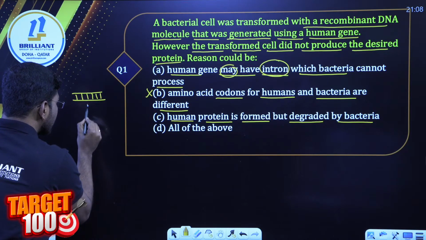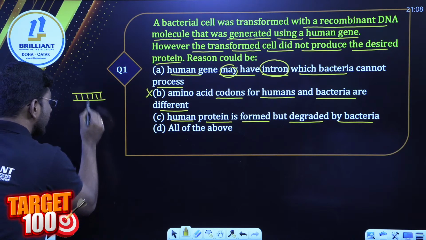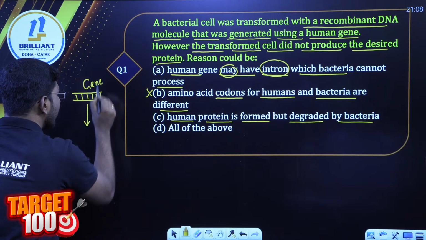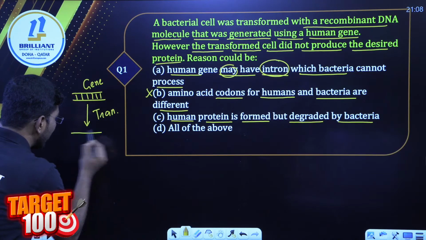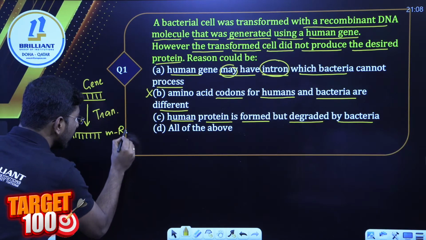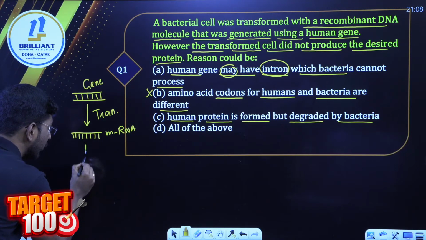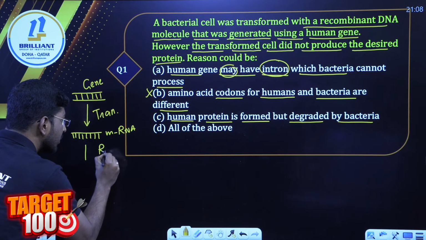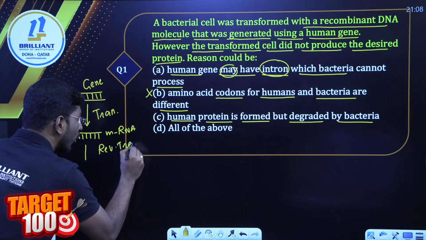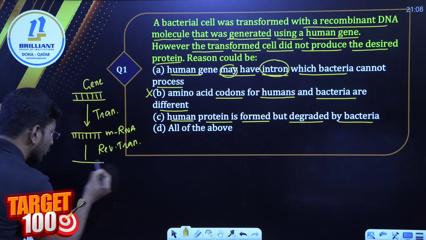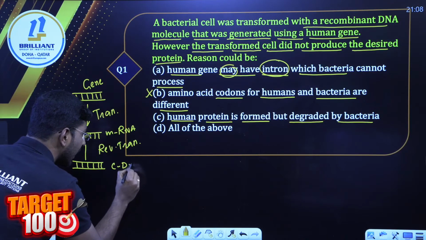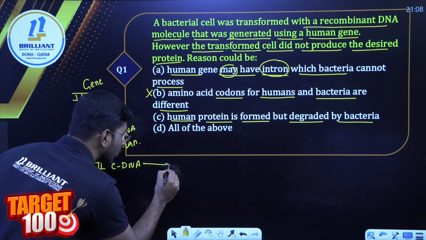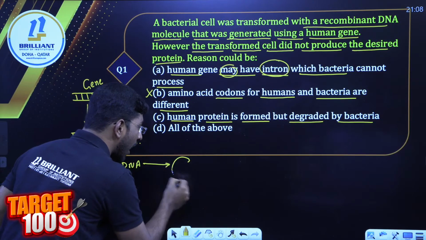You have to first let this gene undergo transcription. After that, what will form? mRNA. And after that you have to allow this mRNA to undergo what? Reverse transcription. Remember, all of you, reverse transcription forms double-stranded DNA, which we call cDNA. This cDNA you have to tag with what?